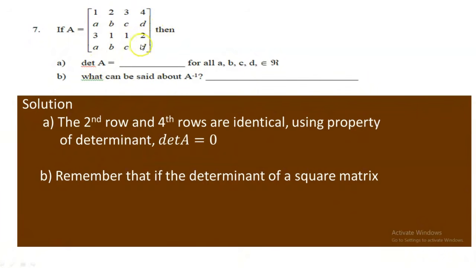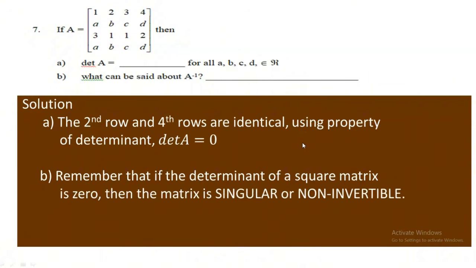And if the determinant is 0, as you all know, you have been discussing that we are unable to obtain the inverse of the matrix. So the matrix is said to be non-invertible, and we call it a singular matrix. So the answer for the second part is a singular matrix, or a non-invertible matrix.